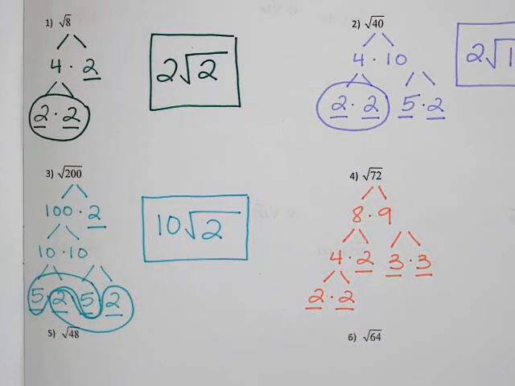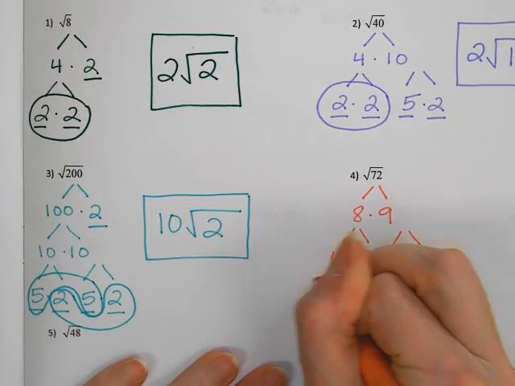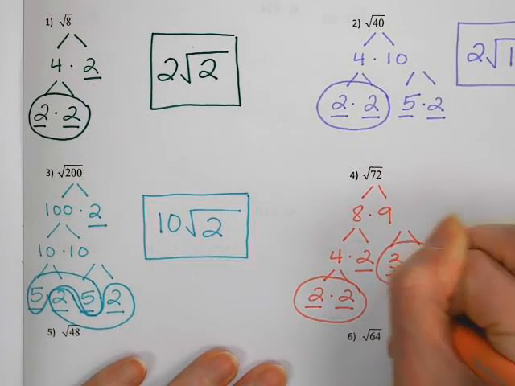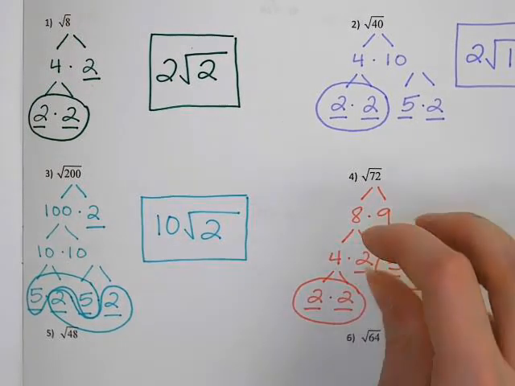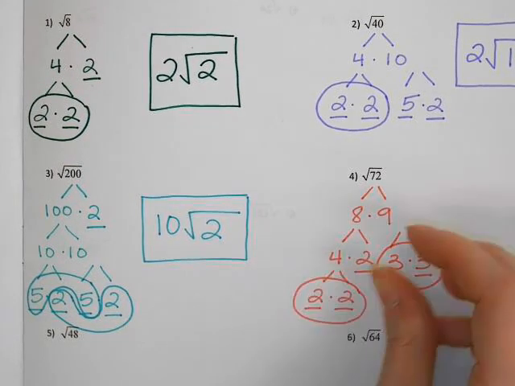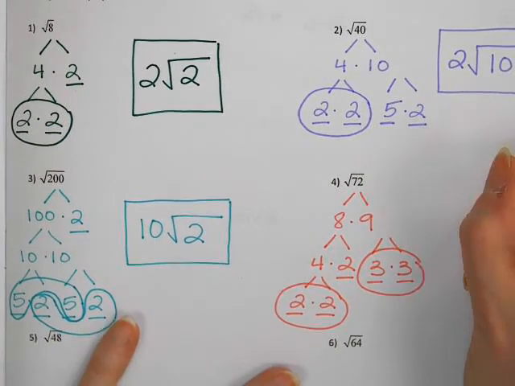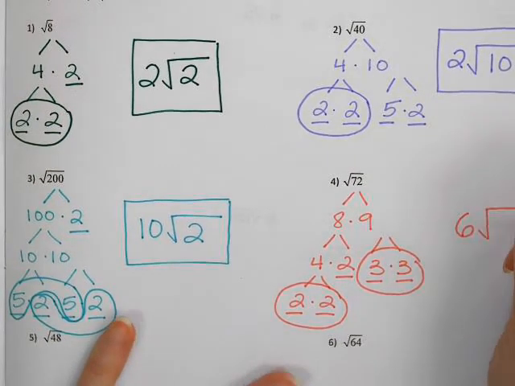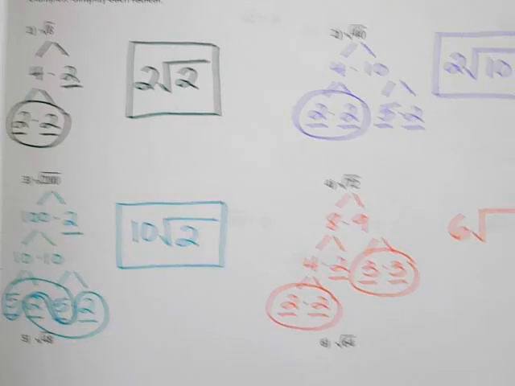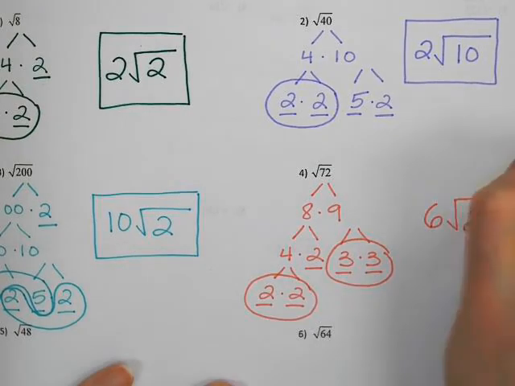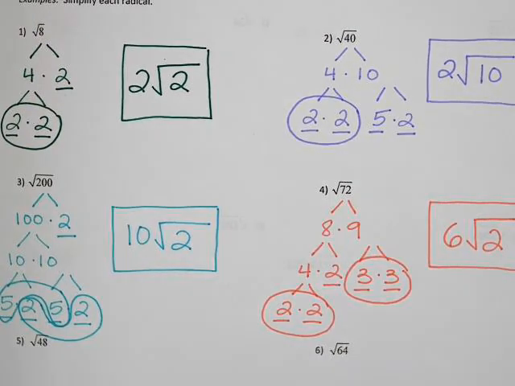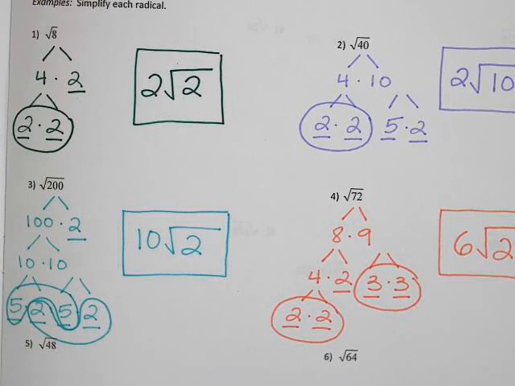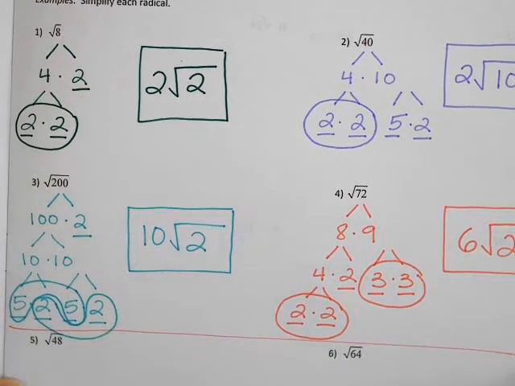Any identical pairs? We have a pair of 2s and a pair of 3s. So that means a 2 comes out and a 3 comes out. What's 2 times 3? That comes out as a 6. And then what's the only single prime left over? This 2. All right, if you guys want to stop, go ahead. If you're feeling good, go ahead and stop here. I'm going to finish it off for anybody who wants 2 more.